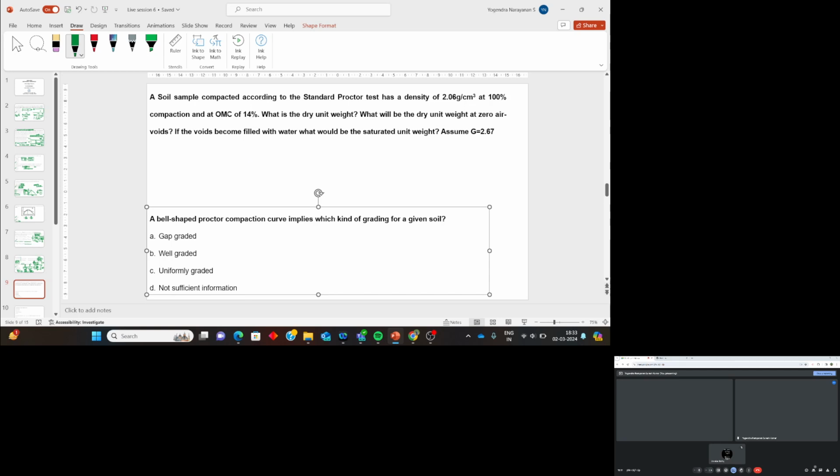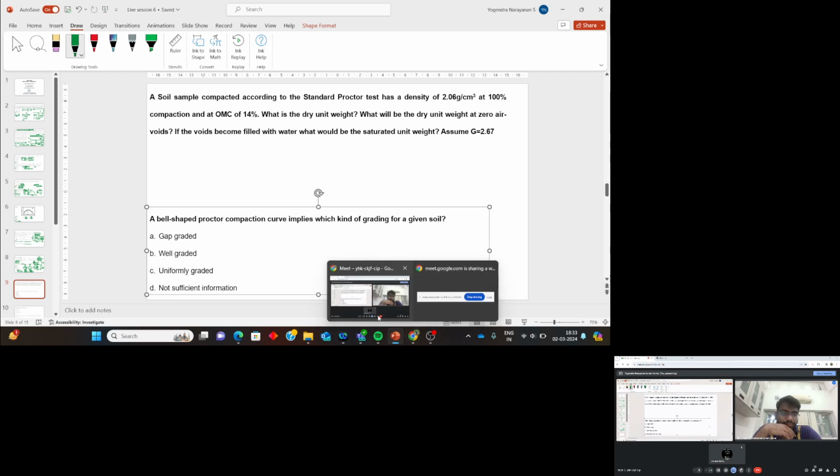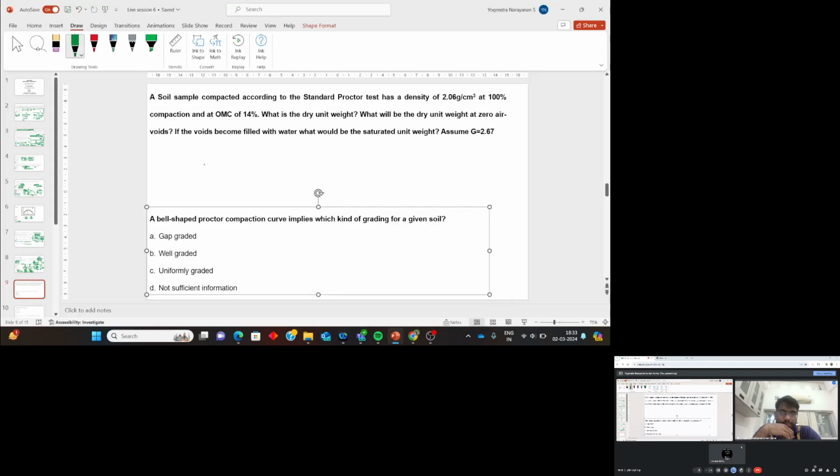Did you solve it? So what will be the saturation? For which question are you asking? So first, the soil sample compacted. No, no, that is fine. You are solving which part? So first part, dry unit weight. That does not require any saturation, right?